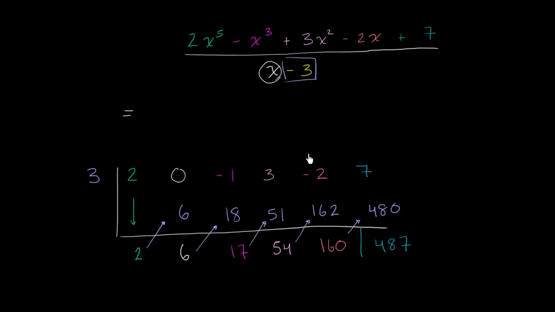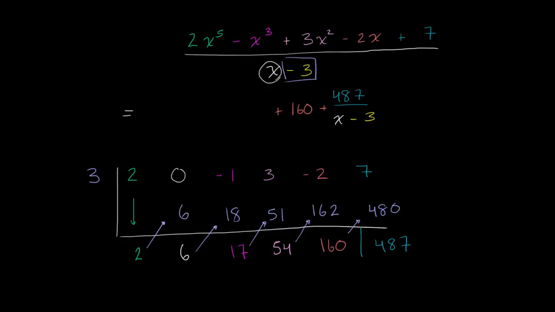It's going to be, and let me work backwards. So I'll start with our remainder. Our remainder is 487. It's going to be 487 over x minus 3. And so this is our constant term. And so you're going to have plus 160 plus 487 over x minus 3.